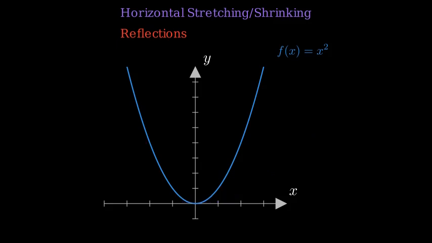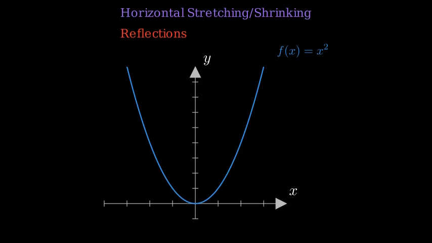Finally, let's examine reflections. When we multiply f of x by -1, we get a reflection across the x-axis. For example, y equals negative f of x flips the graph upside down. The point rule is replace (x, y) with (x, negative y).